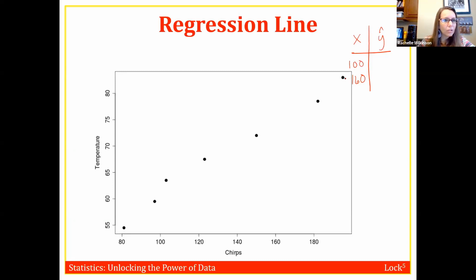Okay, question in the chat window: do the x values you choose have to be a plotted value, or just any value on the graph? Any x value. You're choosing any x values.